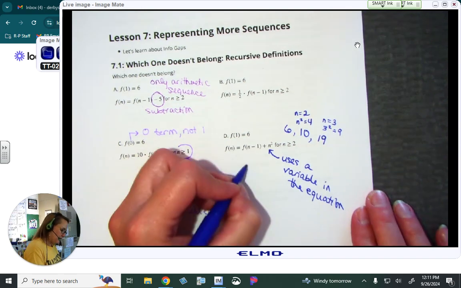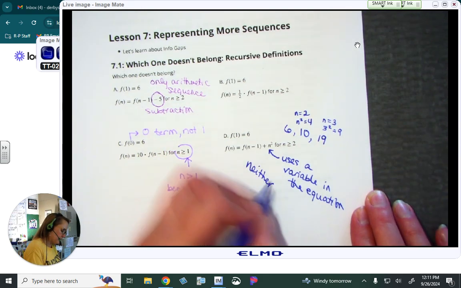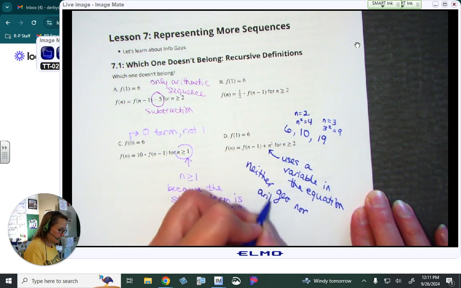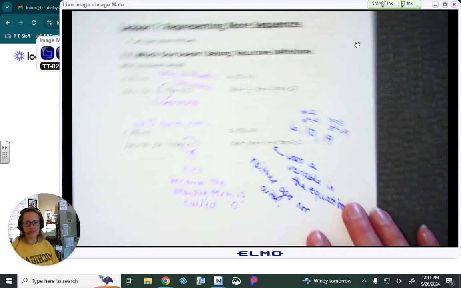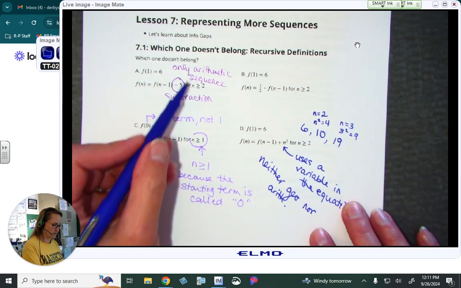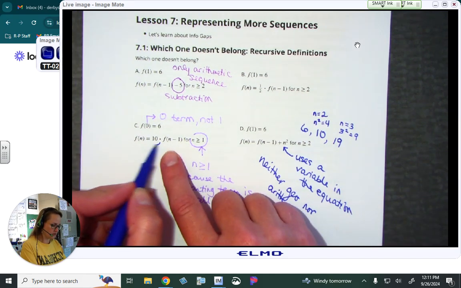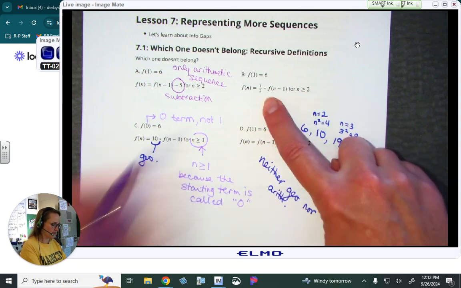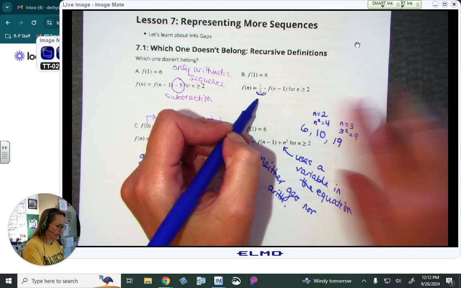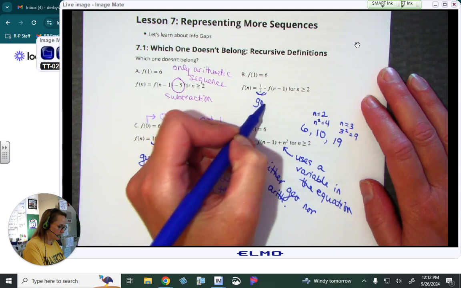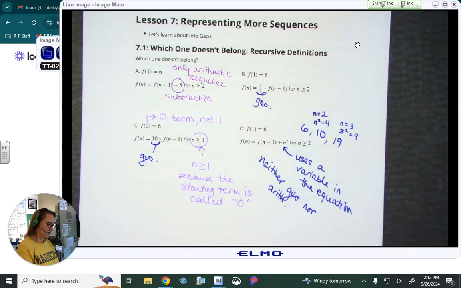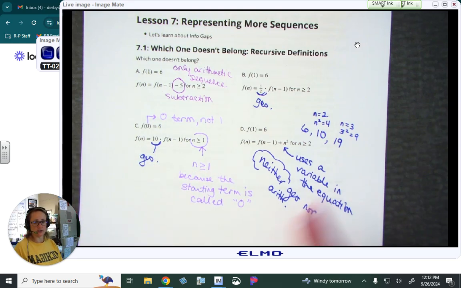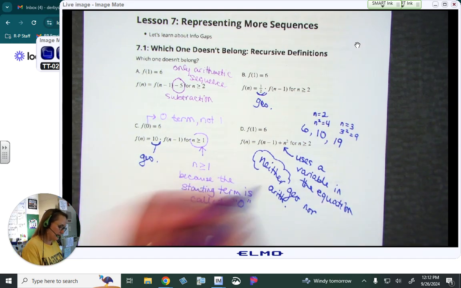So this one is neither geometric nor arithmetic. And I think it's our only neither equation. This one's arithmetic, this one is geometric. This one is also using multiplication, so it is also geometric. So this is not only our only one that has a variable in the equation, it's our only neither equation.